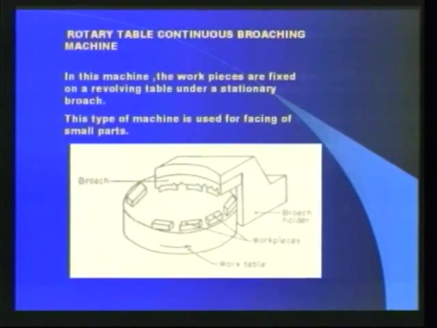In this machine, the workpieces are fixed on a revolving table under a stationary broach. This type of machine is used for facing of small parts. This is the broach, stationary broach. Workpieces are fixed on the revolving table. It is the revolving table.